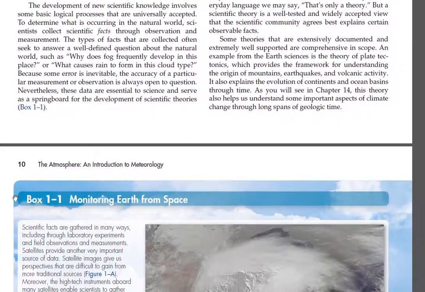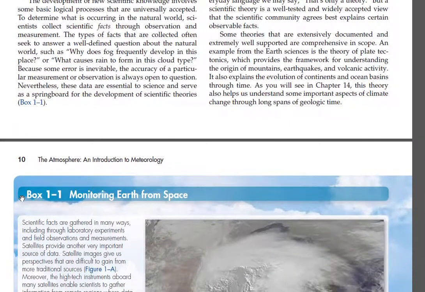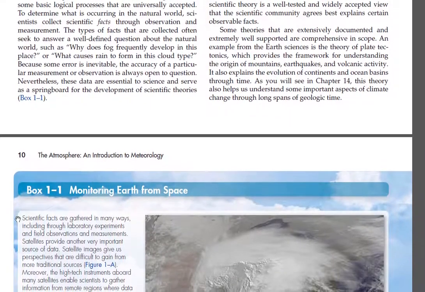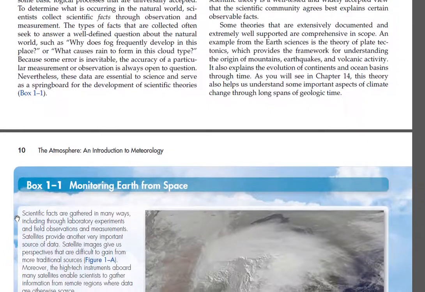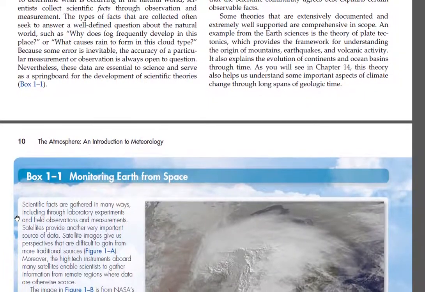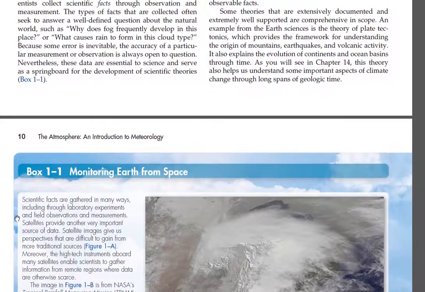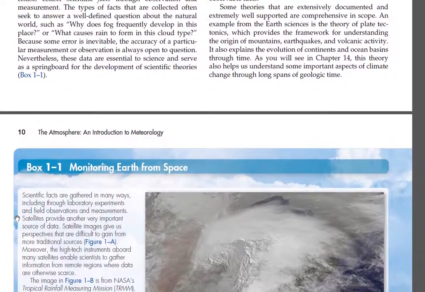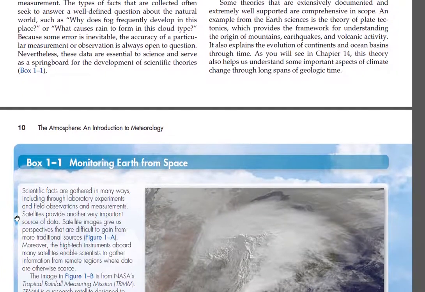Box 1-1. Monitoring Earth from space. Scientific facts are gathered in many ways, including through laboratory experiments and field observations and measurements. Satellites provide another very important source of data.